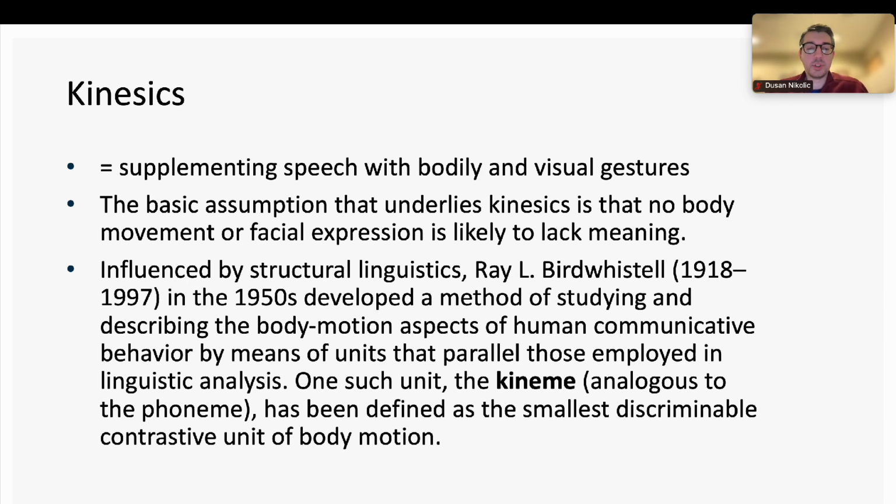That was a unit that was defined as the smallest discriminable contrastive unit of body motion. Now, what a kineme is supposed to represent is one discriminable contrastive unit of body motion. It's very difficult to define. That's why it kind of lost its influence today, I would say.